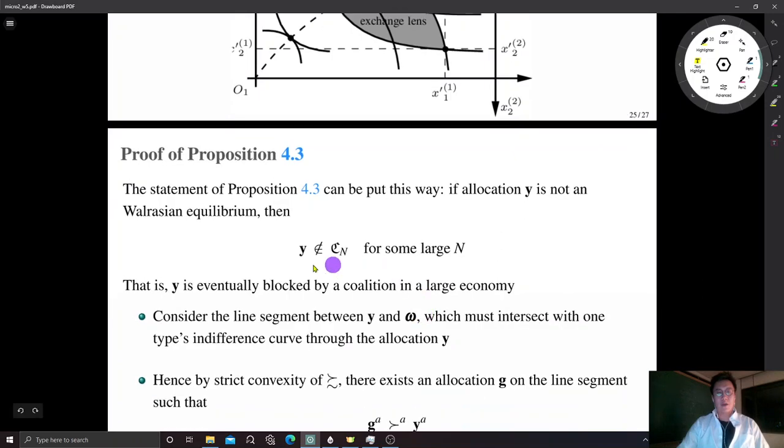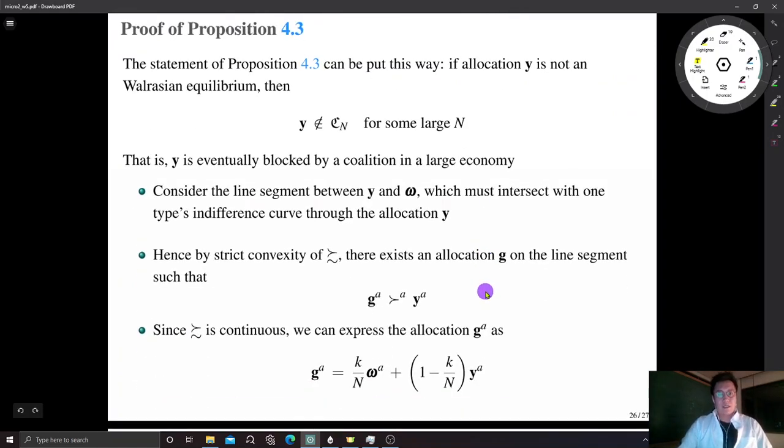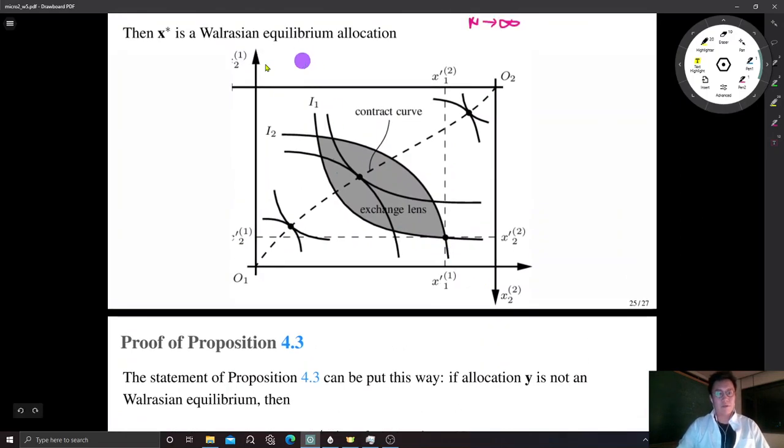Okay. So the last statement, y is not in the core, means that y will be blocked by some coalition in a large economy. All right. So here, let me prove this statement using this figure. Okay, so here we have two types, so OA and OB. Regarding number 2 as type B, and regarding number 1 as type A, all right? And then here is the equilibrium allocation, X star. Equilibrium allocation. All right, and this is the initial endowment, omega.